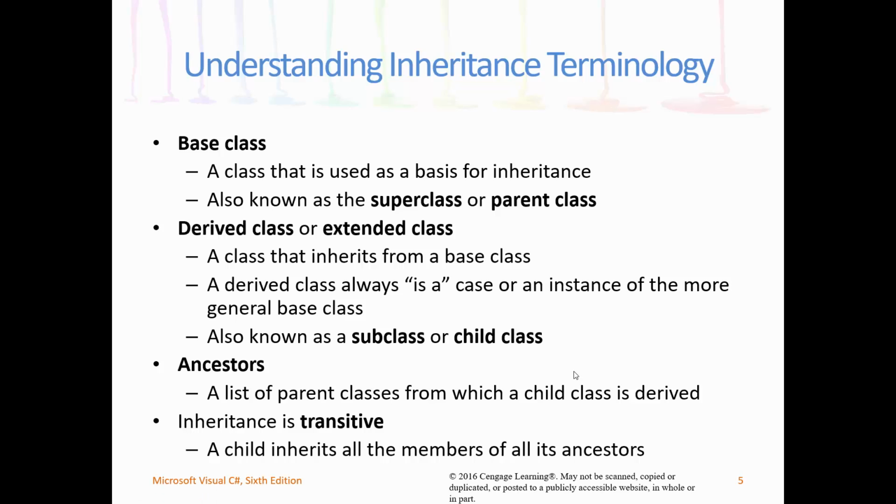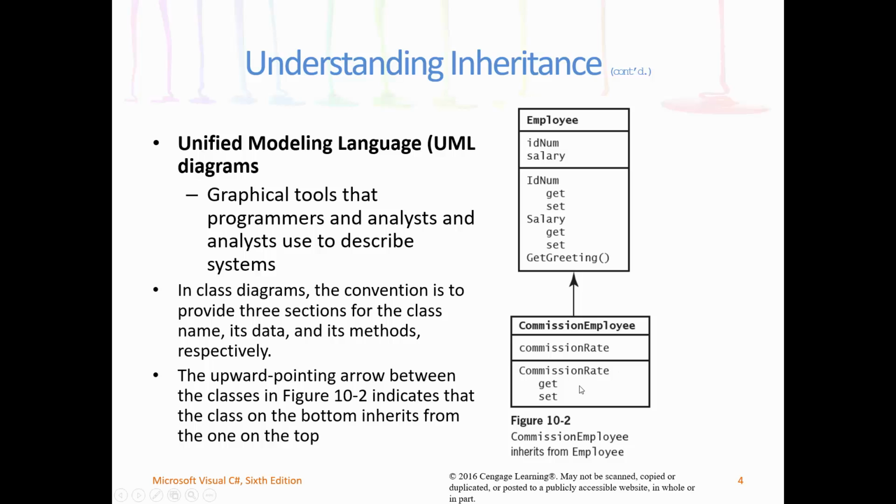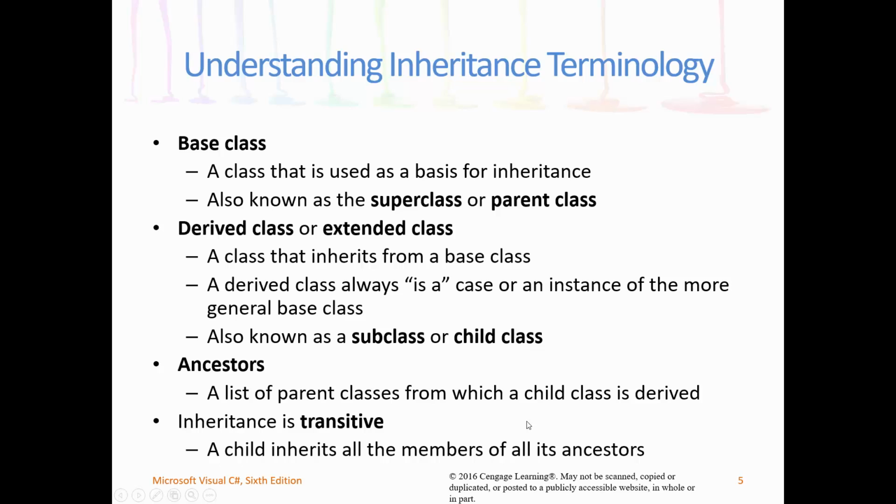So the parent class is known as a base class or superclass. The child class is known as a derived or an extended class, and it uses an is-a relationship. So again, a commission employee is a or is an employee.